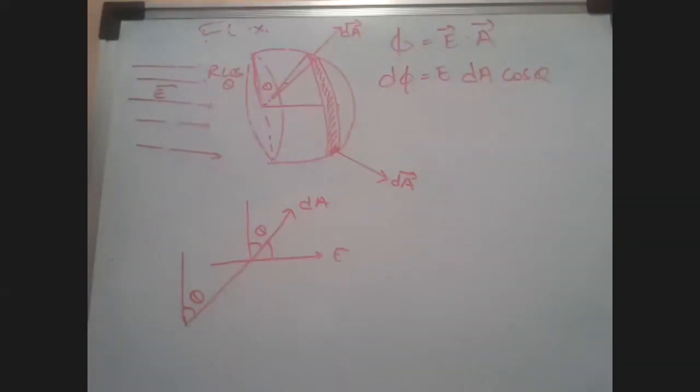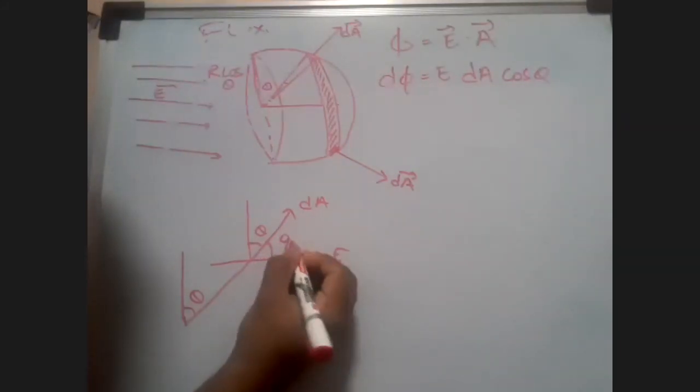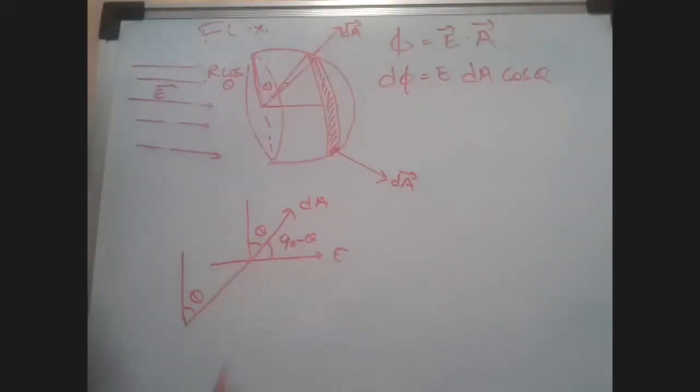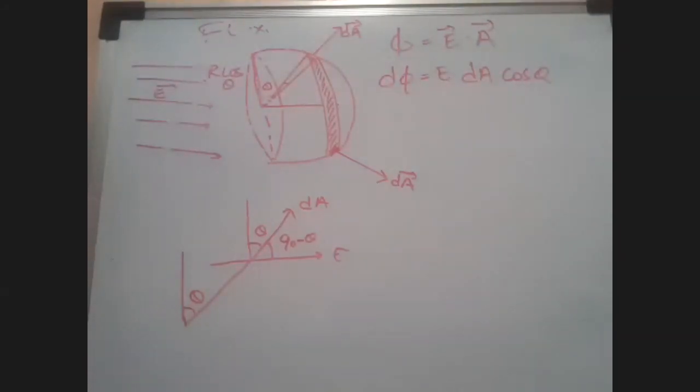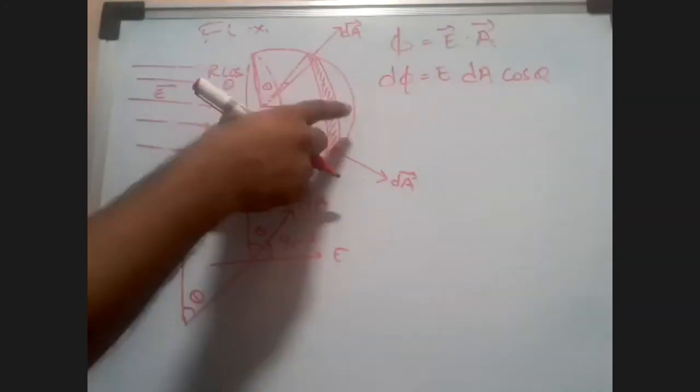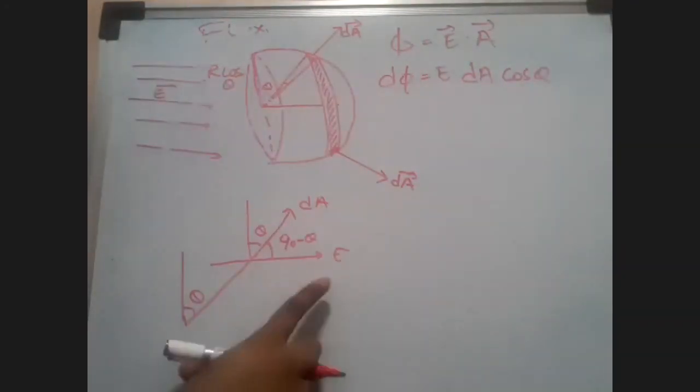What will this become? 90 minus theta. 90 minus theta is the angle between the area vector and the electric field. Am I right? Yes, sir. I could have drawn it here, but it makes it very complicated, so I'm drawing it here.